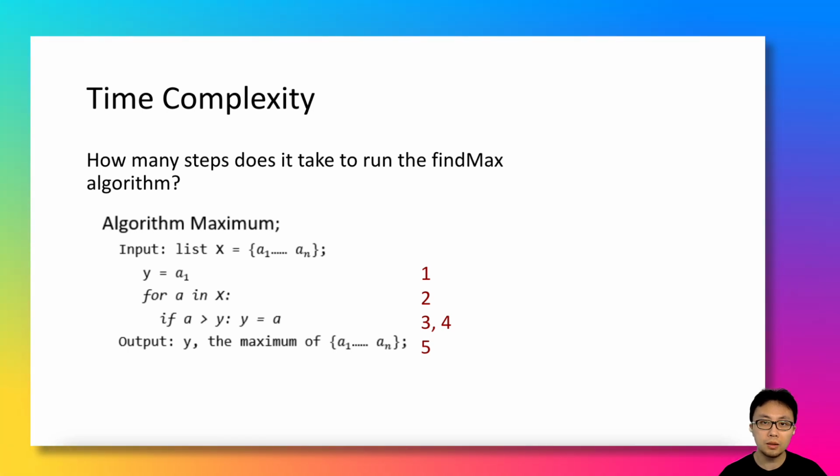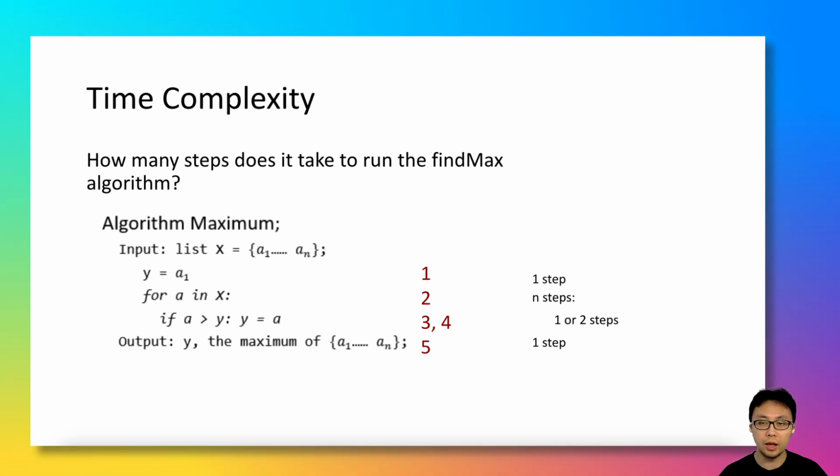The first step assigns the first element to the variable y, which is the first line. The second line starts the for loop. Under the for loop, you have two steps, an if condition and its statement, corresponding to lines 3 and 4. The if condition checks the value of y against every other element in the input array as you traverse it. If the current element is bigger than y, then you will assign its value to y. In the end, you return y, which is step 5.